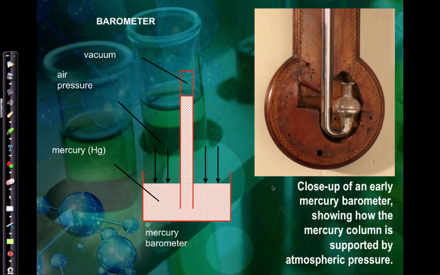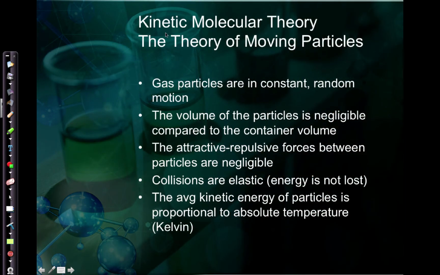All right, so KMT is kinetic molecular theory, and basically this is the theory of moving particles. So in an ideal situation, gases would behave like this. So this is with ideal situations. Gas particles are always in constant random motion. So whenever you have a gas, those particles are constantly moving, and they will move in a straight line until they hit something and then move in a different direction. The volume of the particles is negligible. So basically they say that there is no volume when you have a gas.